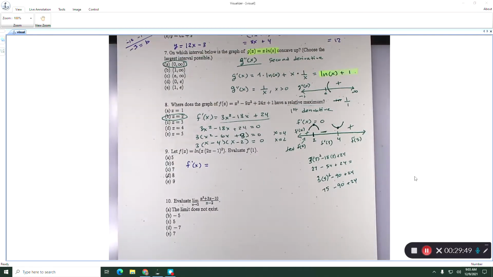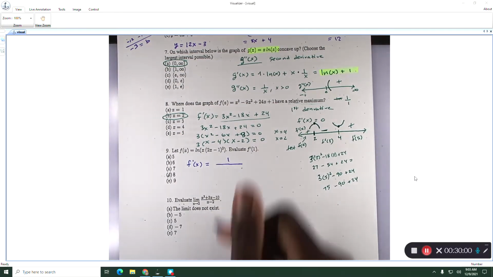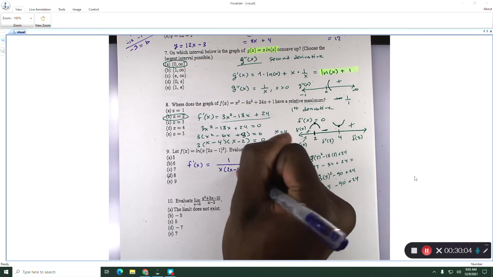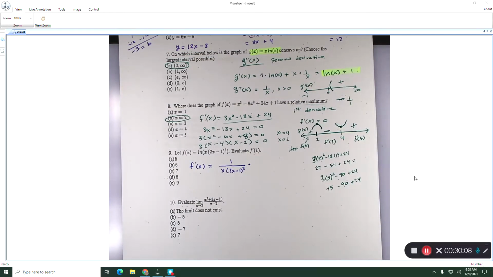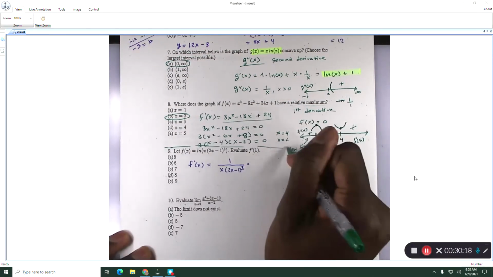So we're going to take the derivative of the outside function. Derivative of ln of whatever is going to be 1 over whatever that thing is. So x times 2x minus 1 to the third power. But we can't forget what was inside. We have x times 2x minus 1 to the third power. So we have, let me just section this off.